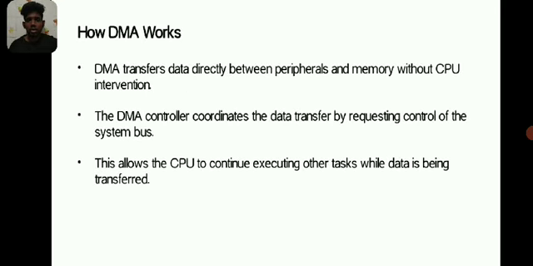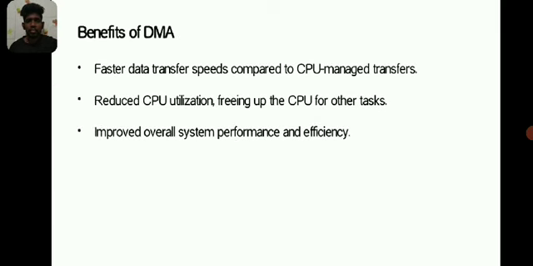How does DMA work? DMA transfers data directly between peripherals and memory without CPU intervention. The DMA controller coordinates the data transfer by requesting control of the system bus. This allows the CPU to continue executing other tasks while data is being transferred.